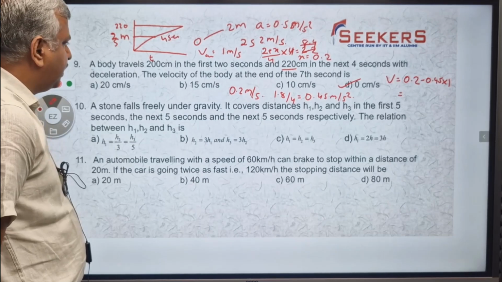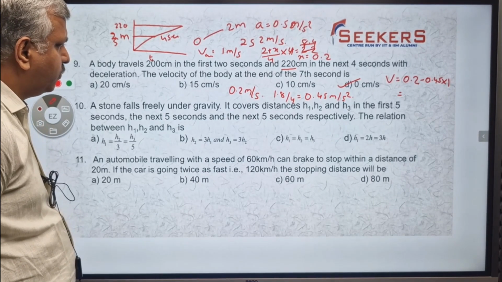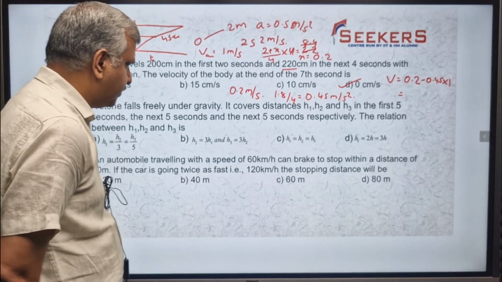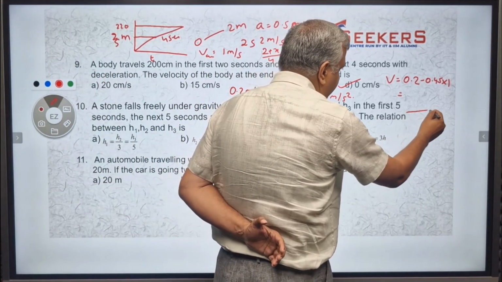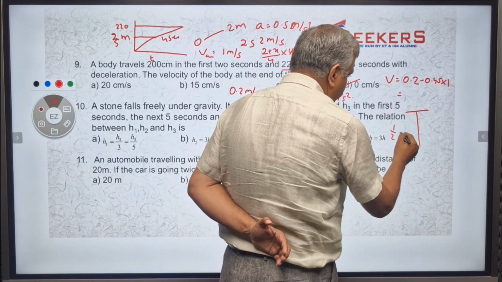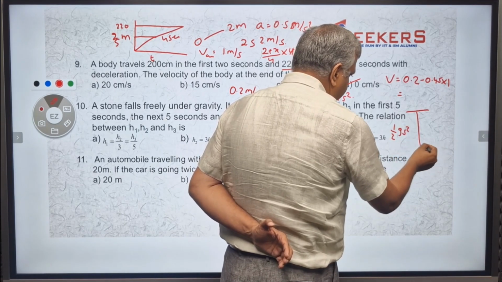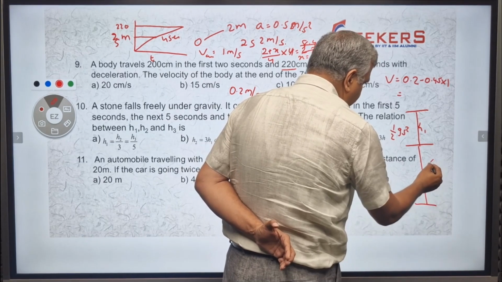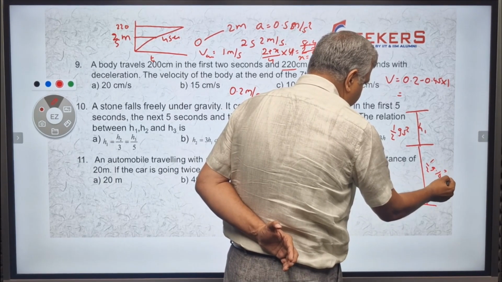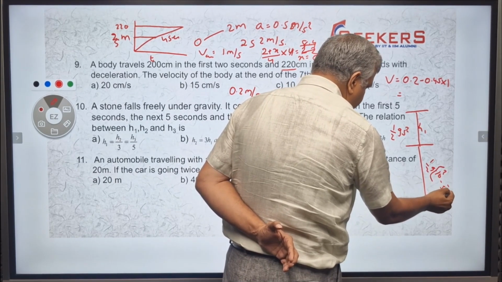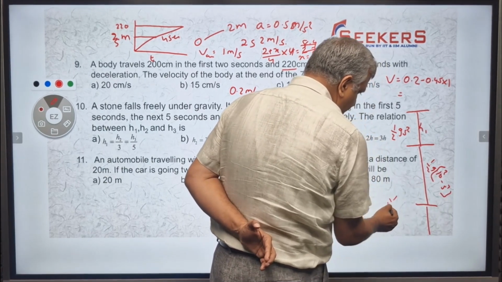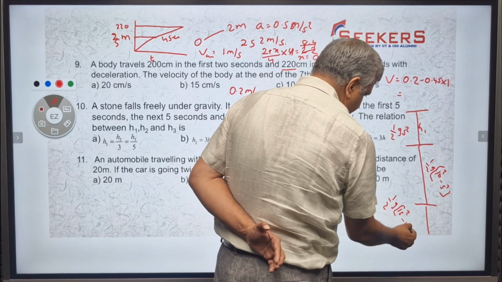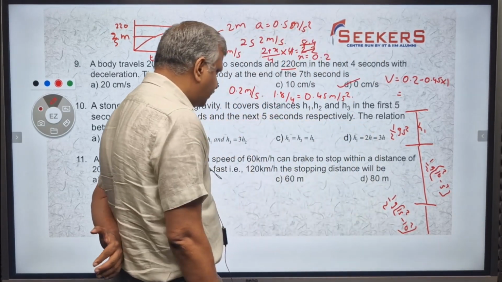A stone falls freely under gravity. It covers distance h1, h2, h3 in the first 5 seconds, the next 5 seconds, and the next 5 seconds. So there is a stone which is falling freely. In the first 5 seconds, half into g into 5 squared. So this is h1. In the next 5 seconds, it would be half into g into 10 squared minus 5 squared. In the next 5 seconds, it would be half into g into 15 squared minus 10 squared.